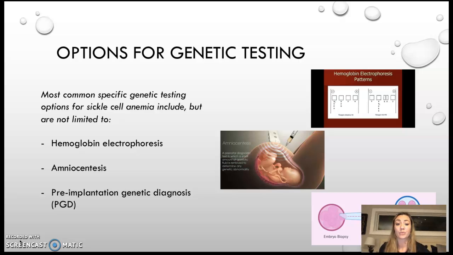Amniocentesis is a form of prenatal genetic testing that can be described as a procedure in which fluid is taken from around the baby and tested in order to determine if the fetus has sickle cell disease or is a carrier for sickle cell disease. And then you have pre-implantation genetic diagnosis, or again, PGD. It is a technique used in conjunction with in vitro fertilization that allows parents that are carriers for the sickle cell gene to test embryos for the defective gene before implantation.